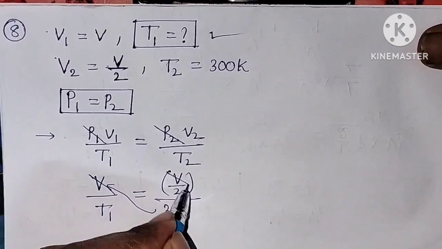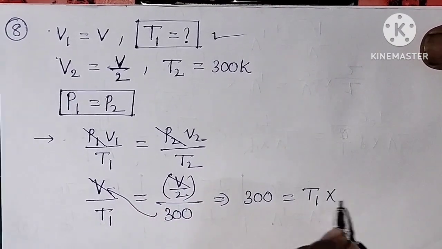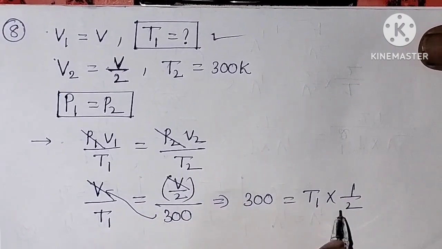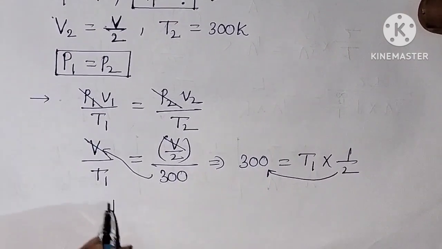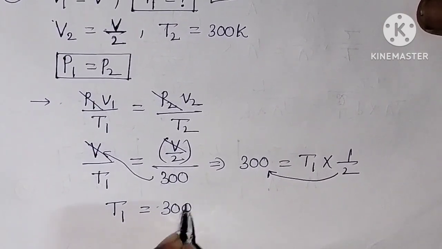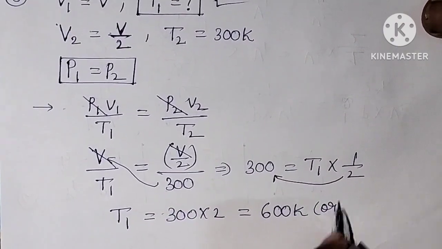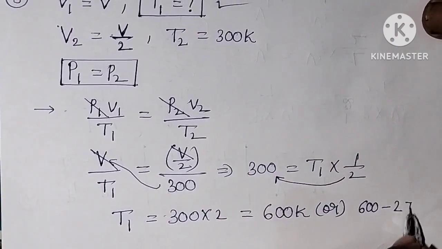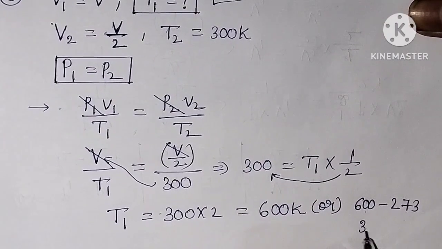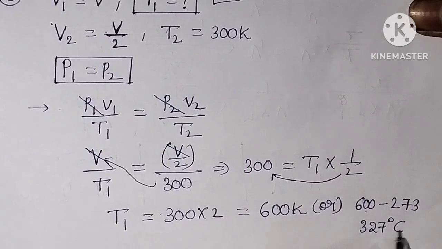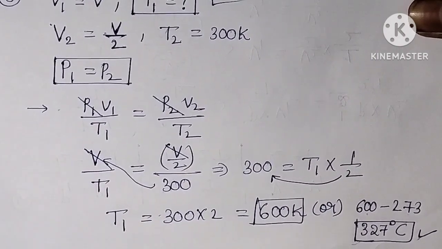Before that, here V and V get cancelled. Now 300 is equal to T1 into 1 by 2. Now transpose 2. Then T1 is equal to 300 into 2. You will get 600 Kelvin, or in degree centigrade 600 minus 273, which is 327 degrees centigrade. So 600 Kelvin, and in degree centigrade 327 degrees centigrade.